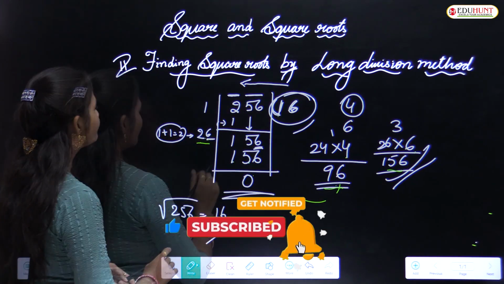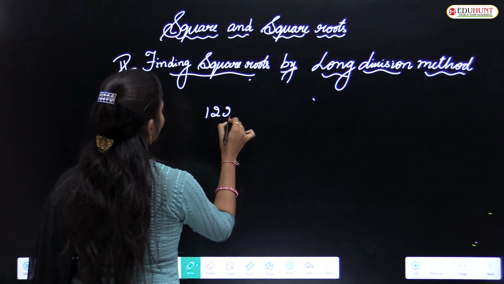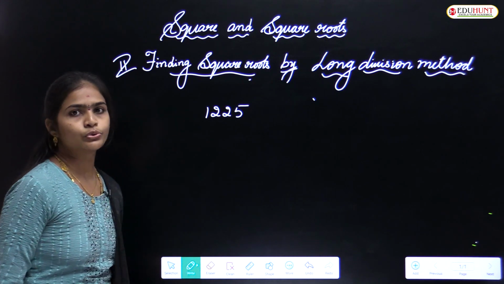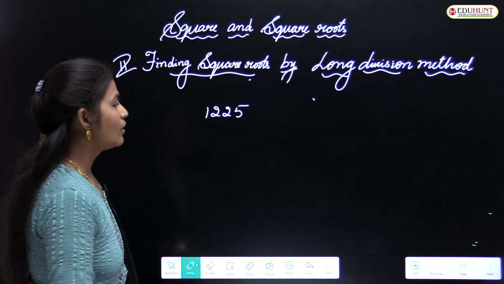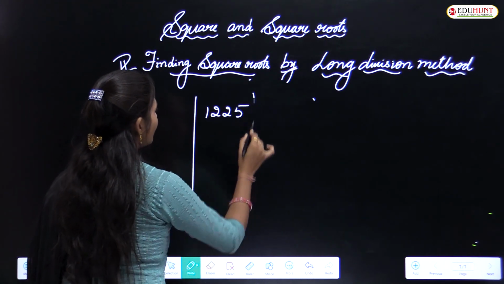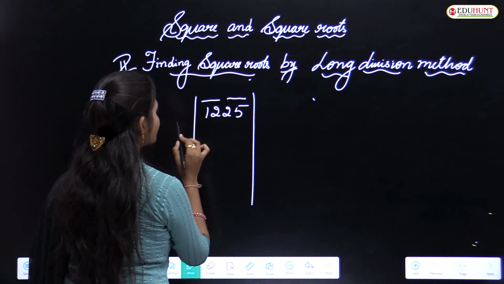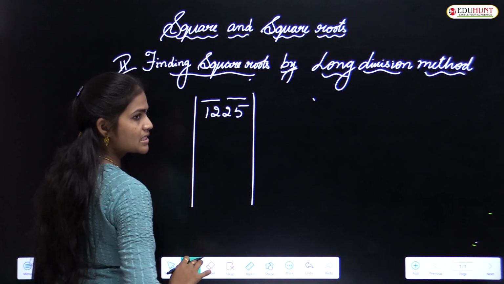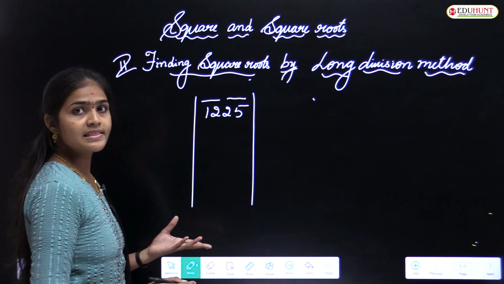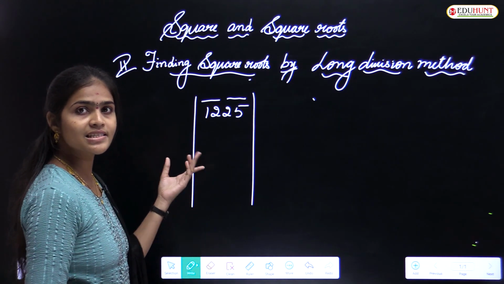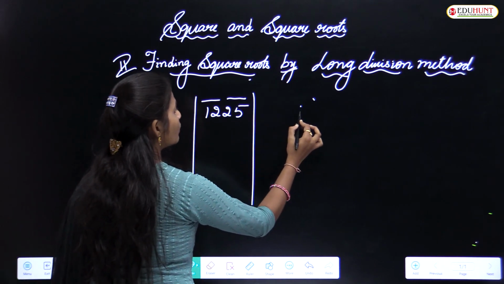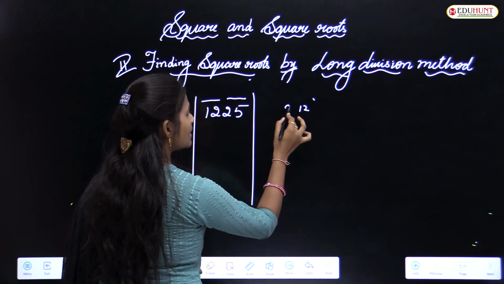Okay, see here, 1225. So see here, long division method. Again we have to keep pairs from right side to left side. Here two numbers, here two numbers, completed. Next step, what is that? Need to take its nearest square. So here 12 is there, the nearest square is 9.